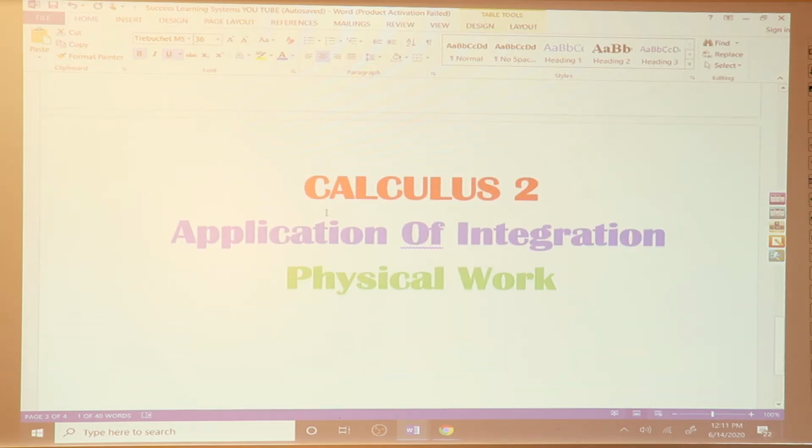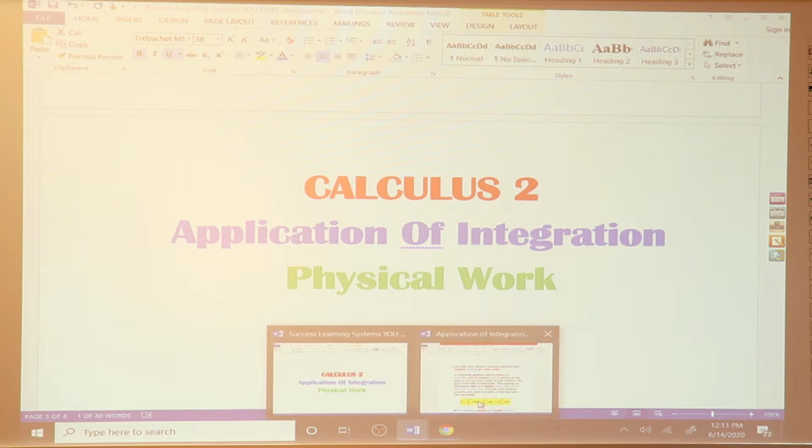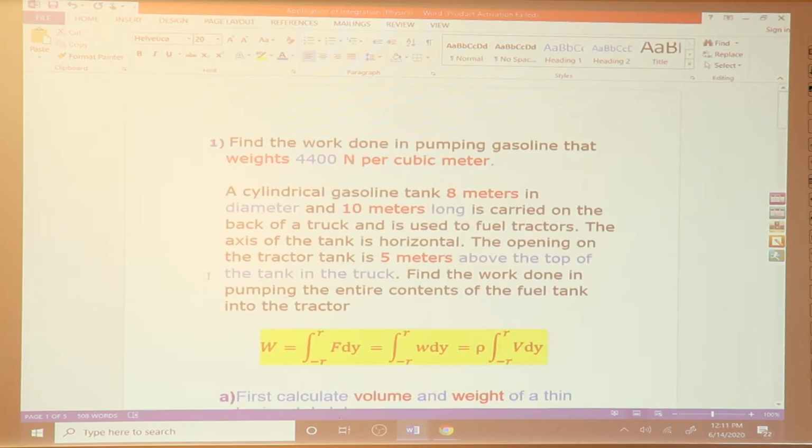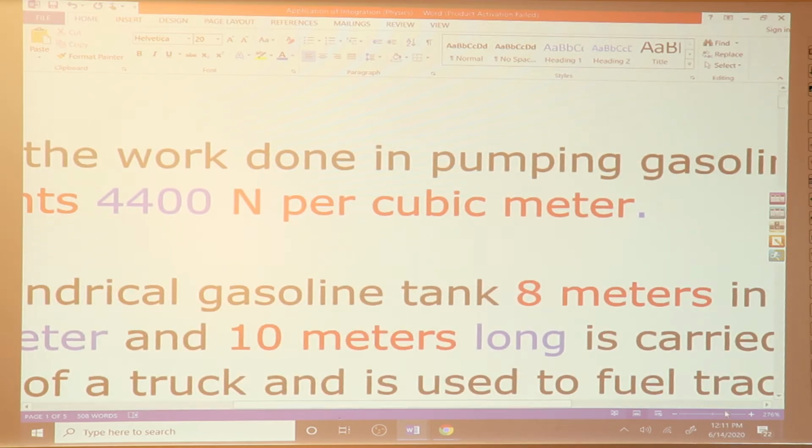Then today we have Calculus 2, application of integration, physical work. Let us see the problem first. What's the problem? Just focus on the problem, if you don't mind. I can enlarge it from here somewhere, right? That's too big.